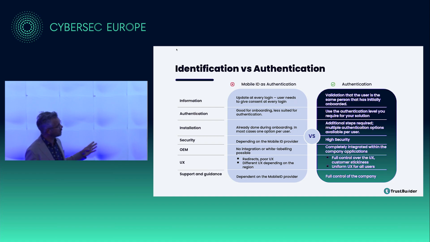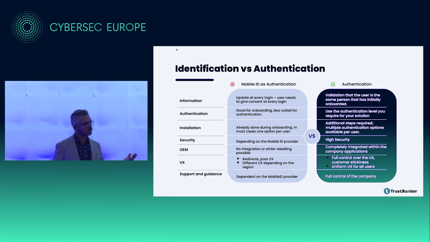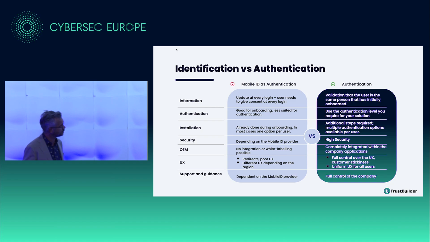From a marketing and UX perspective, the mobile ID always redirects you to their application, meaning that you get out of your application and there's always a possibility that you will lose the user at that moment in time. Whereas with the authentication part, it's completely integrated within your own application, so you can control the whole user journey of that user within that application.